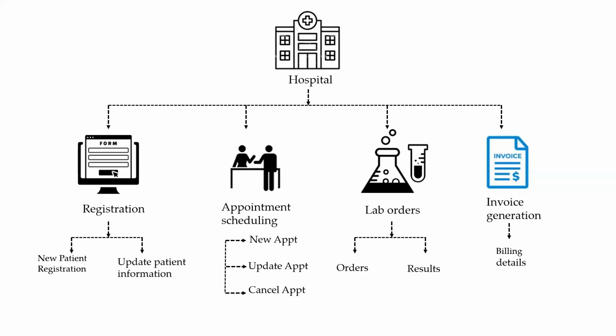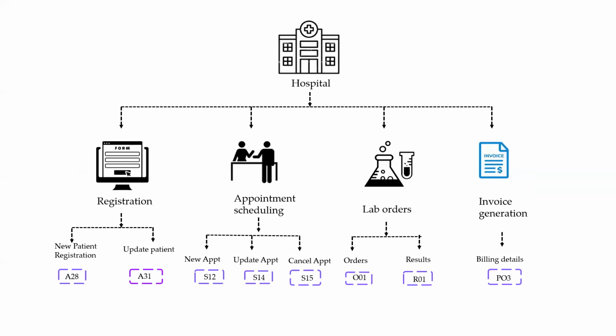But how does HL7 recognize them? Let's see. HL7 has its own naming convention called trigger events, and these are called event types. So new patient registration is called A28. Update of an existing patient can be represented with the help of A31.